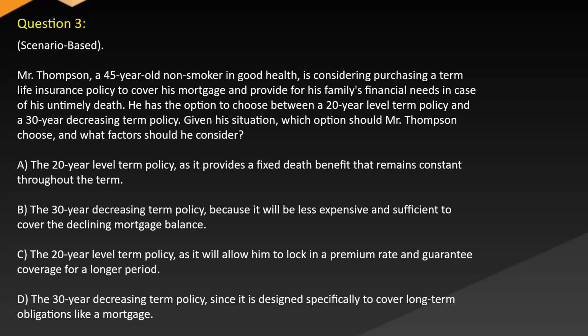A. The 20-year level term policy, as it provides a fixed death benefit that remains constant throughout the term. B. The 30-year decreasing term policy, because it will be less expensive and sufficient to cover the declining mortgage balance. C. The 20-year level term policy, as it will allow him to lock in a premium rate and guarantee coverage for a longer period. D. The 30-year decreasing term policy, since it is designed specifically to cover long-term obligations like a mortgage.